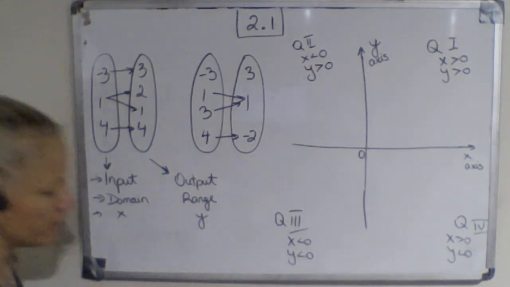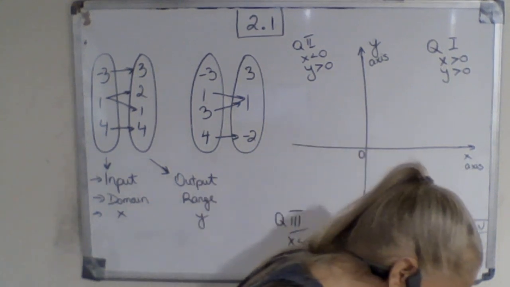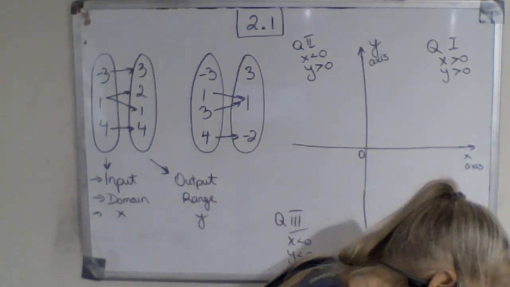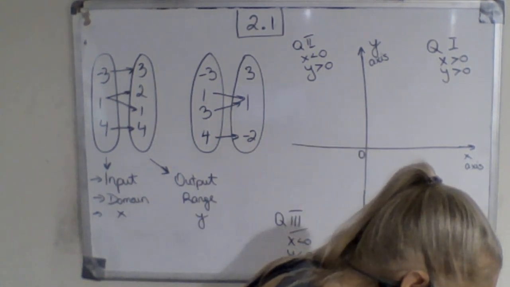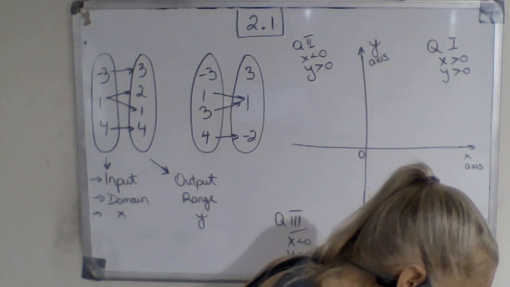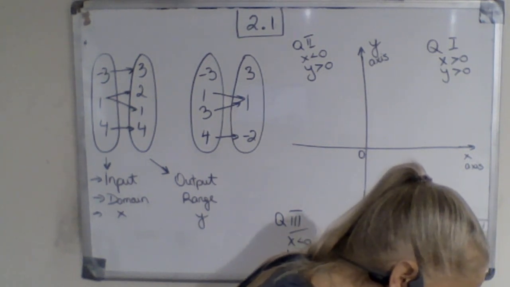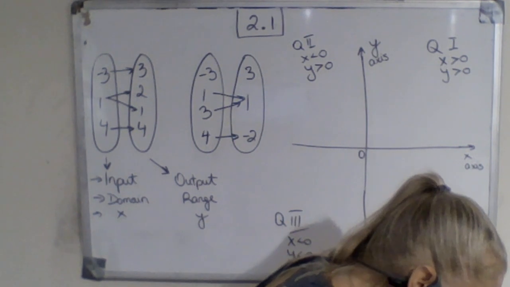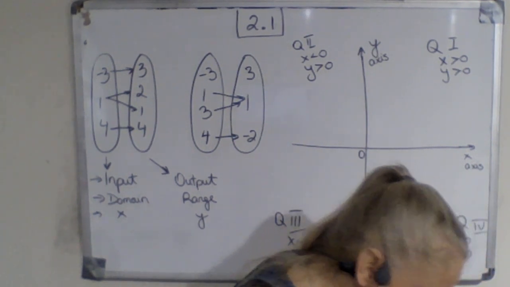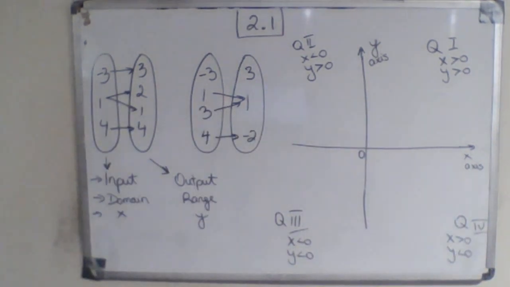First of all, let me read it in here so we know what it is. It says a relation is a mapping, a pairing of input values with output values. The input values are named the domain, the output values are named the range. And a relation is a function provided there is exactly one output for each input. What do you mean by this?